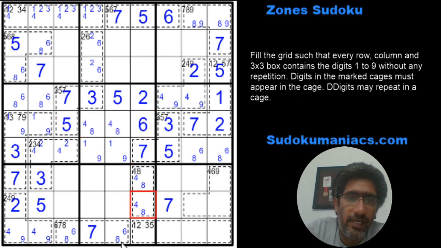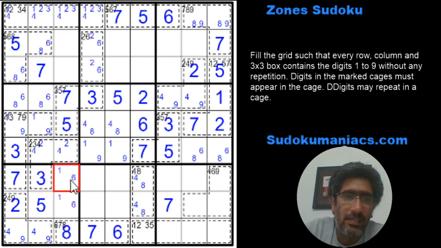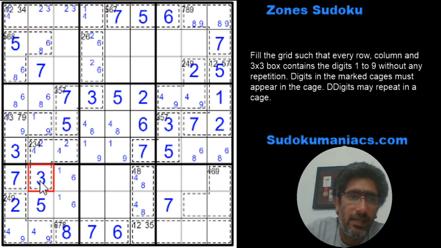And with this 4, 8, this cannot be an 8. So that's my 6 and that's an 8, which gives me a 1, 6 here. Again, this 3 and the 2 are locked here. So this also becomes a pair of 1, 4. So we have 1, 4, 1, 4. So this will be a pair of 2 and 3. And with the 3 here, that's my 2 and a 3.